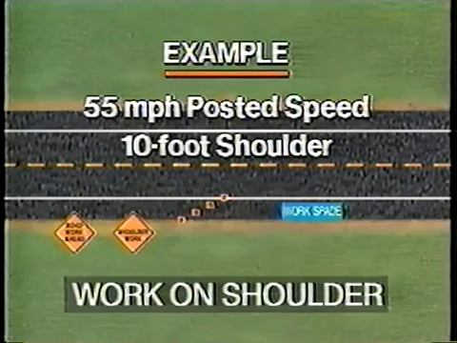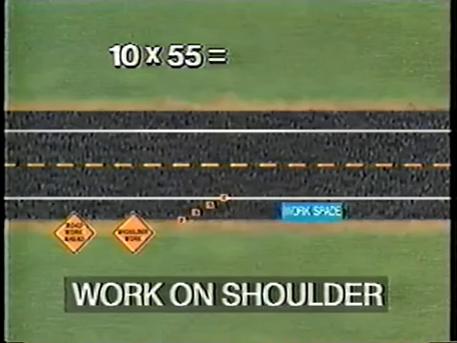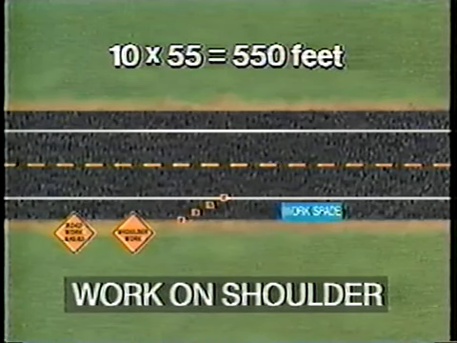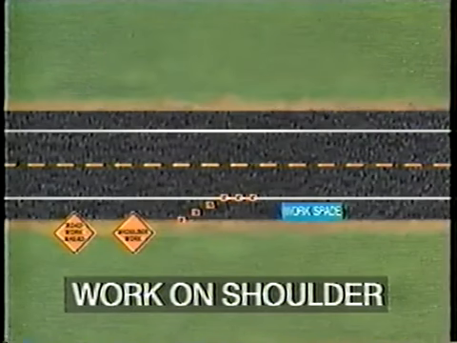Let's assume a 55 mile per hour posted speed and a 10-foot shoulder. The lane closure taper would be 10 times 55 or 550 feet. The shoulder closure taper is therefore 1/3 of this, or approximately 180 feet. A buffer space should be provided in advance of the workspace.